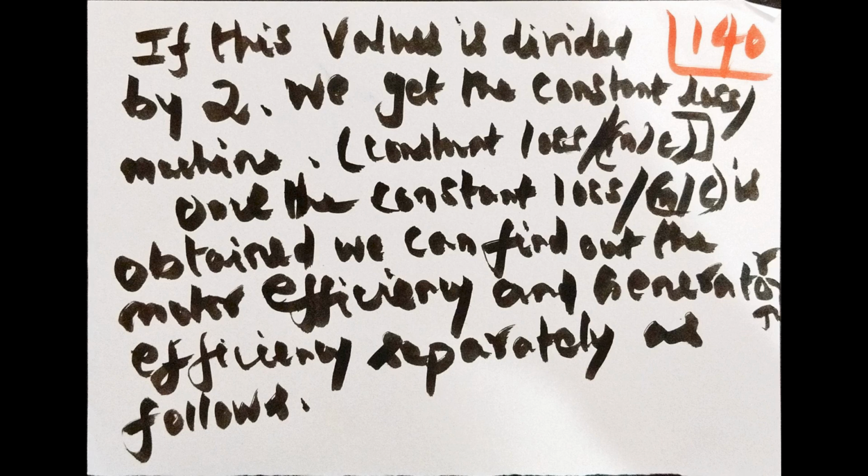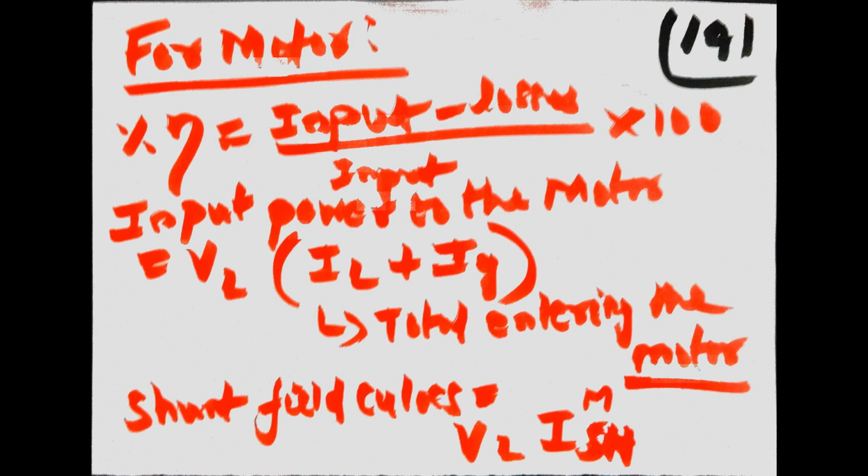Once the constant loss per machine is obtained, we can find the motor efficiency and generator efficiency separately. For the motor, percentage efficiency is equal to input minus loss, divided by input, into 100. Input power to the motor is equal to VL(IL plus IG), that is, IL plus IG is the total current entering the motor. Shunt field copper loss is equal to VL ISH(M), where ISH(M) is the shunt field motor current.